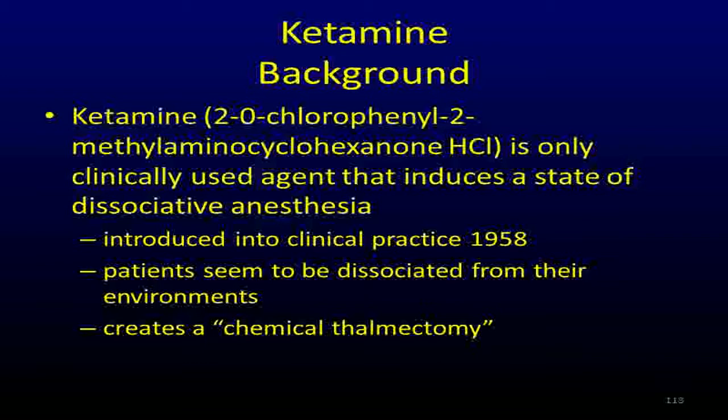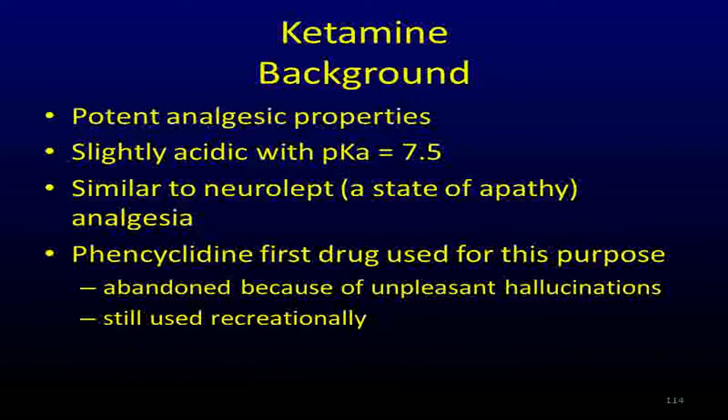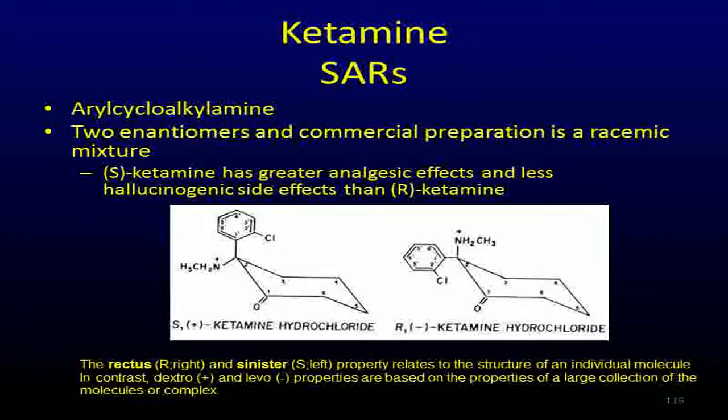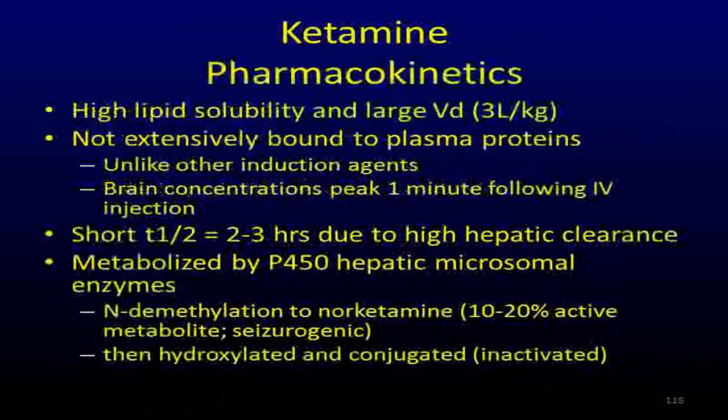So if you can cut off the messages arriving to the brain, where is your relay station? The thalamus. So you create what's called a chemical thalamectomy. And what I described is a patient that appears dissociated from the environment. It's a potent analgesic in humans. I don't know what it does in animals. So there's two isomers to this ketamine mixture, the sinister isomer and the rectus isomer. And as usual, the S isomer gives you better effects with fewer side effects. But this is still made typically as a racemic mixture because it is expensive to remove the R isomer. I wish they could, though, because it is a good drug.